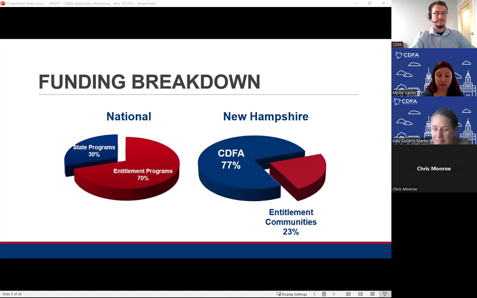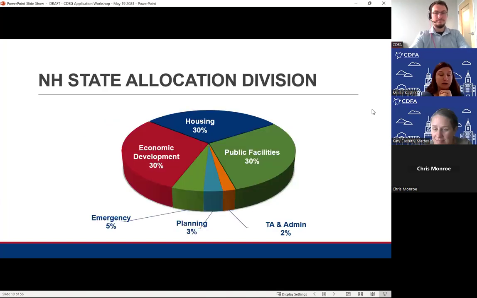In New Hampshire, there's a small number of entitlement communities, and they receive about a quarter of the CDBG funding overall that comes into the state, and the balance goes to CDFA. The next slide shows a little bit about how we break down the state allocation here. Our 2024 action plan, which is what we submit to HUD to outline how we are going to spend the funds, gives more detail about this breakdown.